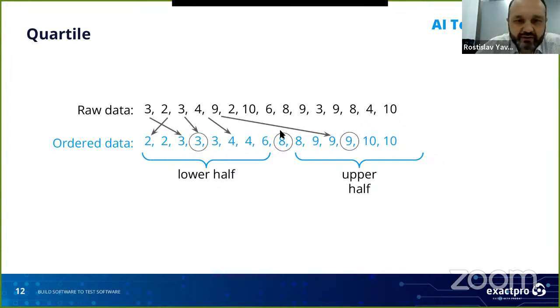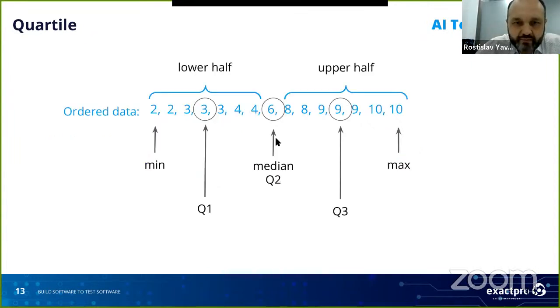So once you order the data, you immediately get the quartiles. So here 6 is the median because it lies exactly in the middle. Then you have the minimum, it's clearly 2. Then you have the maximum, it's clearly 10. And then the first quartile is the value just in the middle of the lower half. So you see 3 items below, 3 items above, and this is the lower half. In a similar way for the upper half, you have 3 numbers above, 3 numbers below. So here you have Q3, the third quartile.